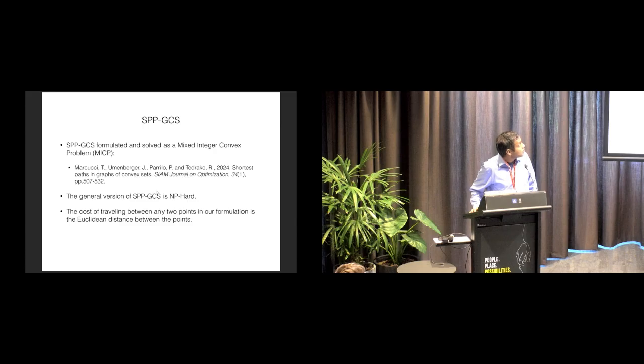Now, this problem was first formulated in 2022 or 2023 by this robotics group here. The general version of this problem is known to be NP-hard because the cost of traveling between any two points in the corresponding convex sets can be any metric. It could be L1, L2, there are generic metrics you can use for that. So the general version is NP-hard. I was interested in the problem where the cost of traveling is just Euclidean distance.